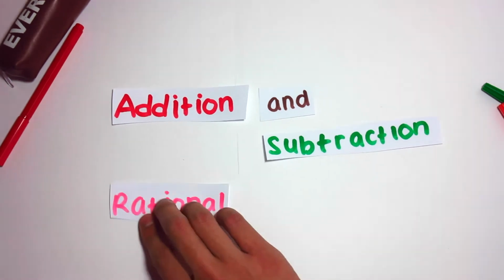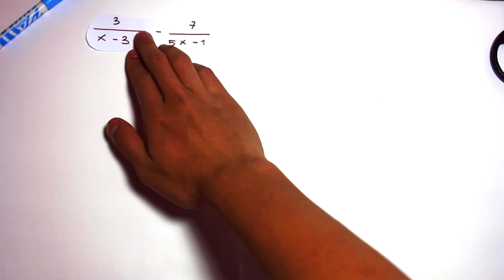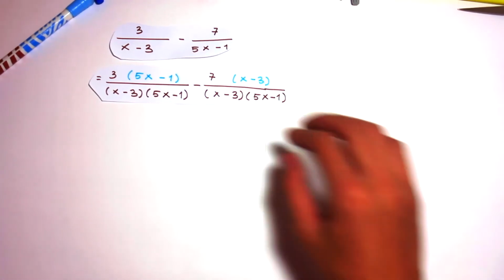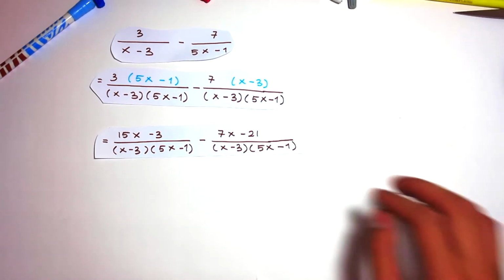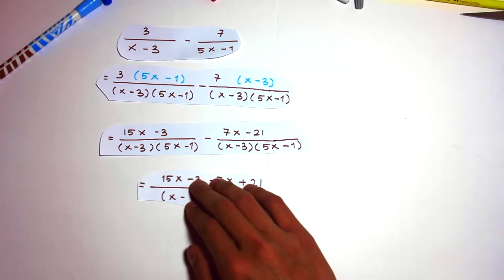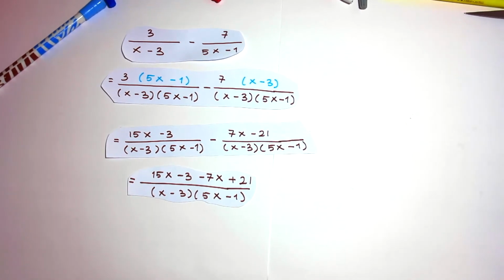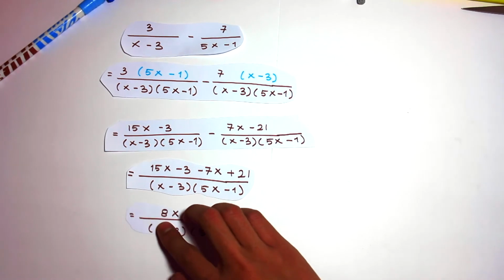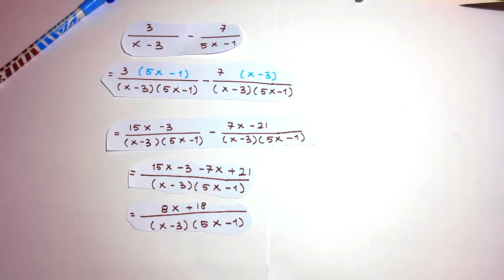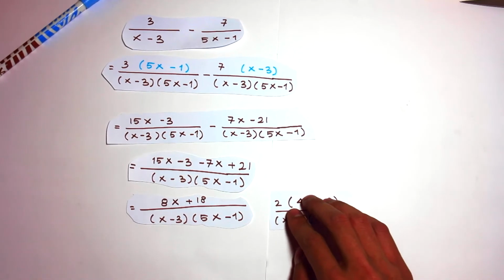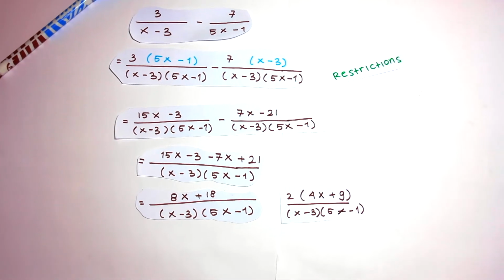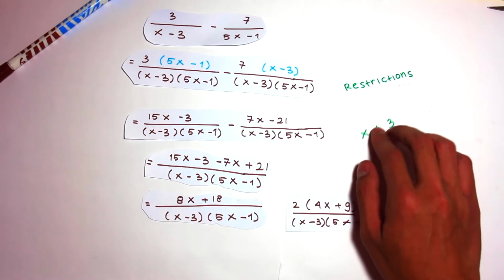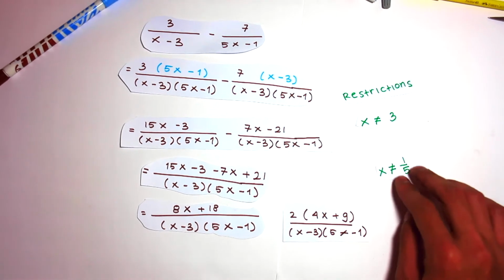Adding and subtracting rational expressions. 3 over x minus 3 minus 7 over 5x minus 1. Make sure when you're adding and subtracting that the denominators for both parts of the equation are equal. For the first part of the equation, you want to multiply by 5x minus 1. The second part, you want to multiply by x minus 3. Now once you distribute, you will get 8x plus 18 over x minus 3 times 5x minus 1. If you simplify it even more, you'll get 4x plus 9 over x minus 3 times 5x minus 1. Your restrictions are x cannot equal 3, x cannot equal 1 over 5.